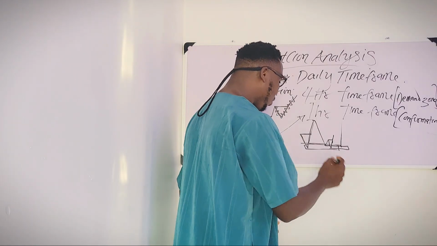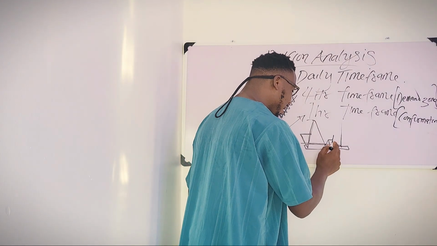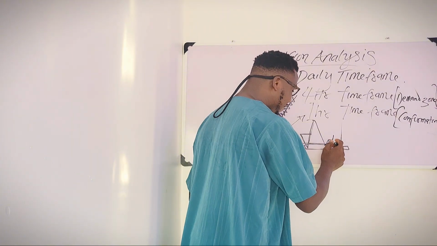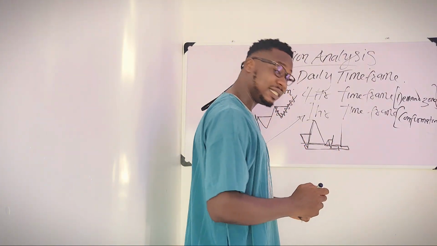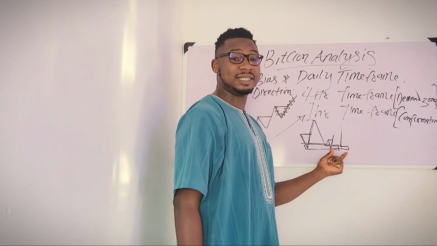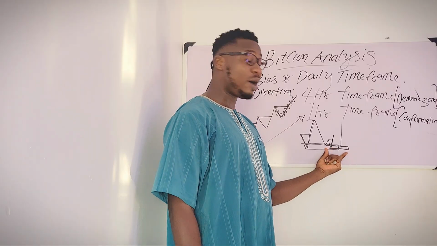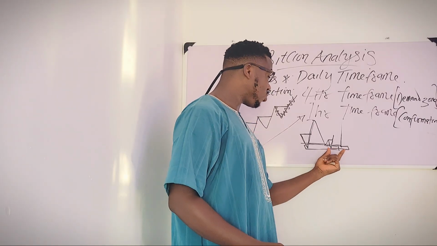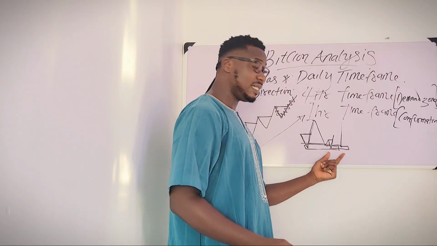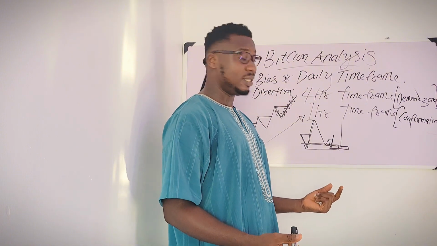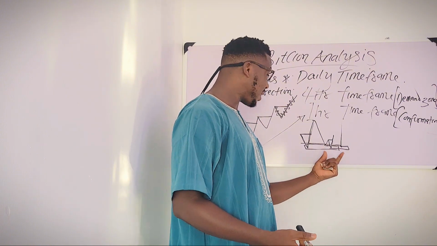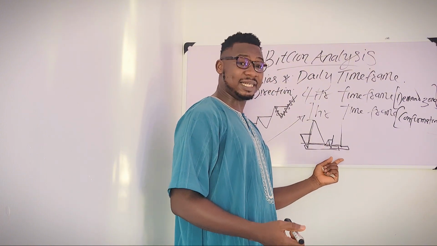So by waiting for the liquidity sweep, inducement being created, and fair value gap, you enter the market. That is how the banks trade. This is how they enter the market. The bank does not enter the market except there is a liquidity sweep. They want to make sure that liquidity has been taken.